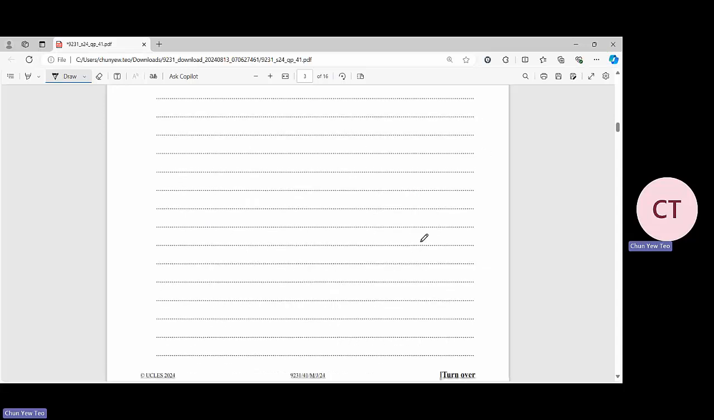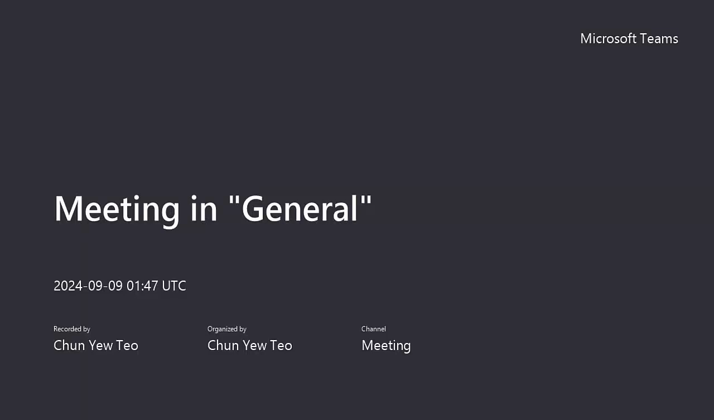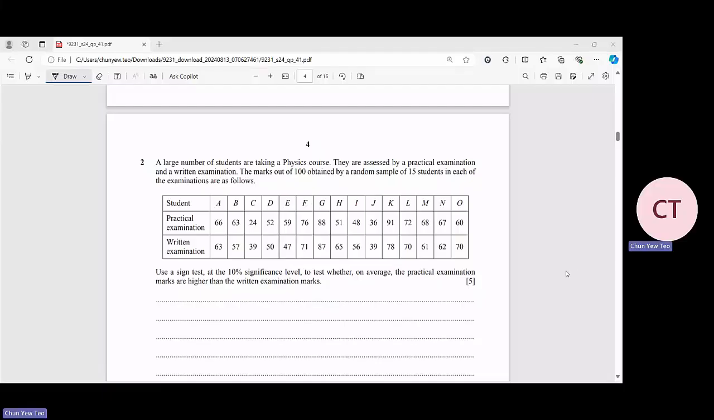Okay, so now we're moving on to question number 2. A large number of students are taking a physics course. They are assessed by a practical exam and a written exam. So we have 2 types of exam over here.